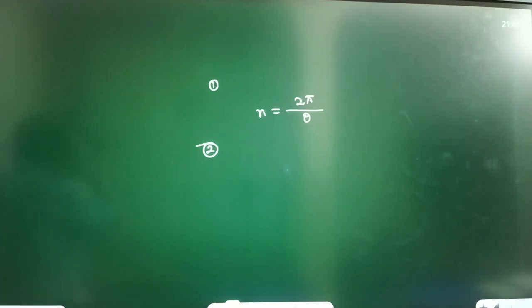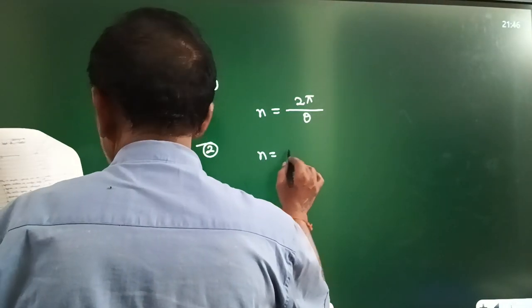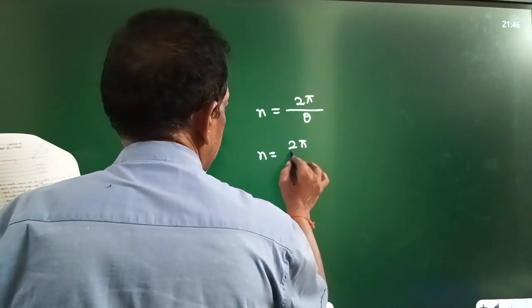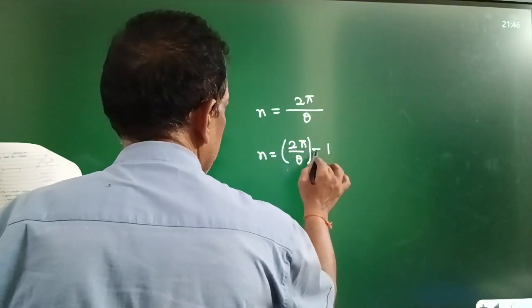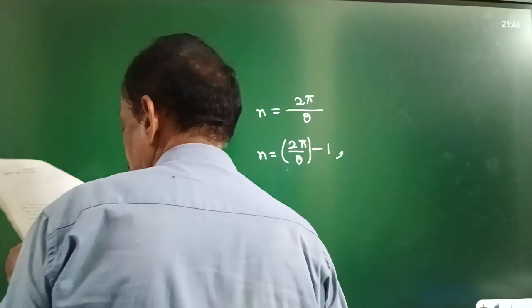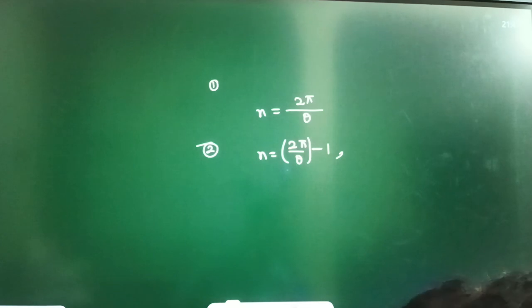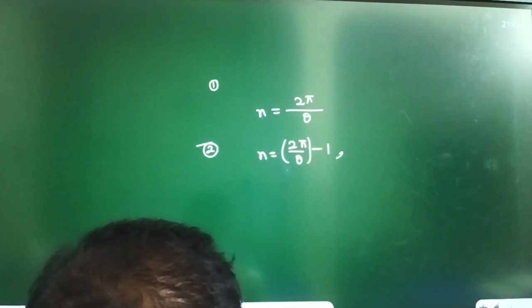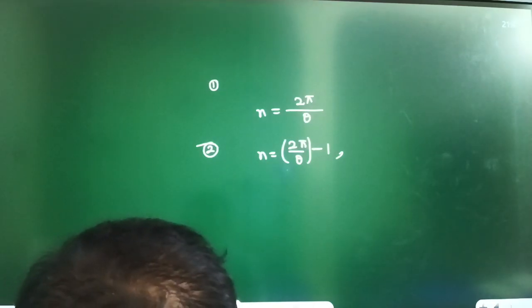Next point, if the number of forces is n equal to 2 pi by theta minus 1, then the resultant force is F.